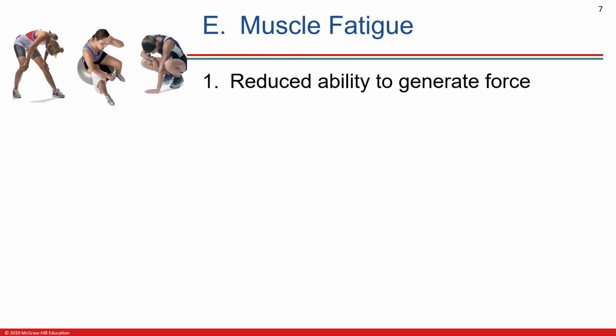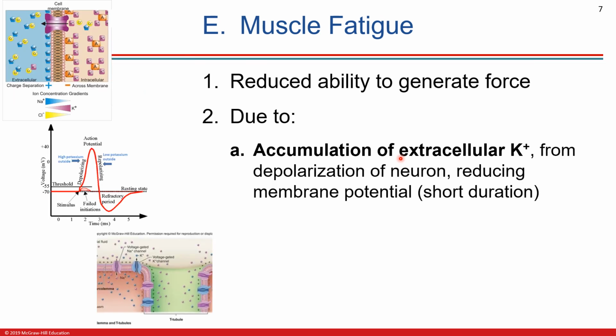So why do our muscles get fatigued? By fatigue, we're saying it's the reduction in the ability to generate force in a muscle. Well, there's several reasons why we believe the muscles fatigue. The first one is going to be due to the accumulation of extracellular potassium. Remember that potassium is mostly in the muscle cell, within the cell.